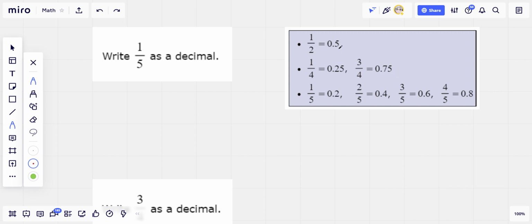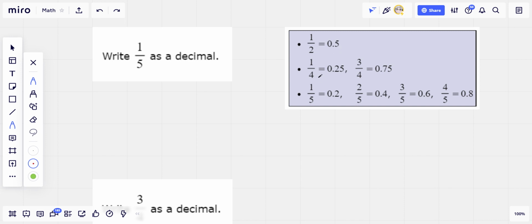Here we have 1/2 is 0.5. Maybe you knew that already. If you're not sure what the decimal is for 1/2, think about this. Half of a dollar is 50 cents. And this is how you would write 50 cents, $0.5. So that's 1/2 is 0.5.